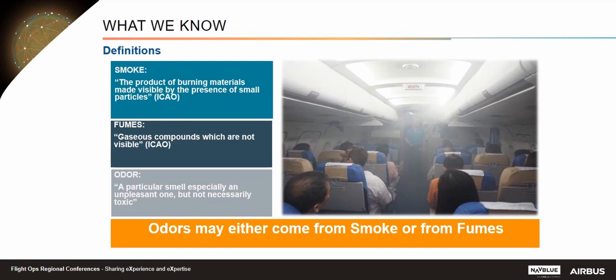First, definition of the smoke. This is the product of burning material that are made visible by the presence of small particles. This is the ICAO definitions. Then a fume, according to the ICAO, is a gaseous compounds which are not visible. This means that in case of fumes, you will not see anything, but you may, depending on the source, have an odors or not.